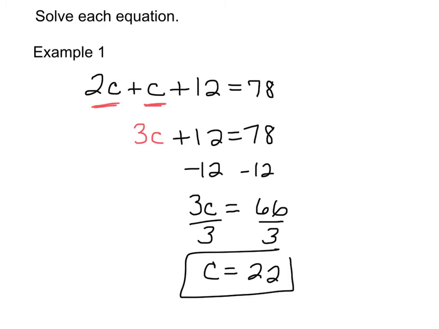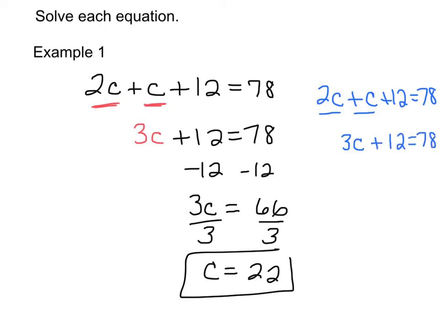Now I want to show you what eventually, if you're already there, you can do this. But I want to show you a shortcut. Or basically to do the problem without showing all the work. And that's fine with me. In this problem, I would expect you once again to add the like terms. So 3c plus 12 equals 78. If you know that you have to subtract 12 on both sides, you don't have to put it. Just subtract 12. So you can take 78 minus 12 and get 66.